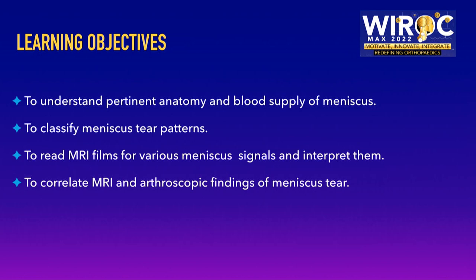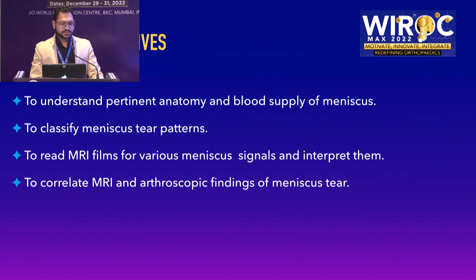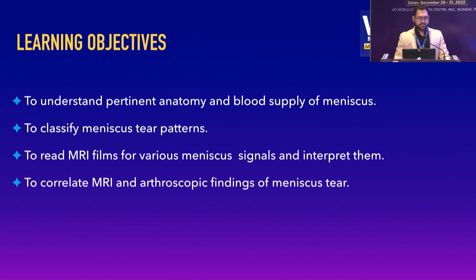So the topic is the patterns of meniscus tear and the MRI analysis. What are the learning objectives of this particular talk? You will understand the pertinent anatomy and the blood supply of the meniscus. You will be able to classify the meniscus tear patterns. You will be able to read the MRI films for various meniscal signals and interpret them. And you can also correlate the MRI and the arthroscopic findings of the meniscus tear.